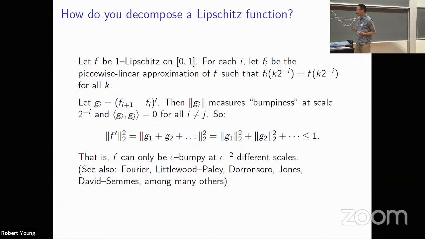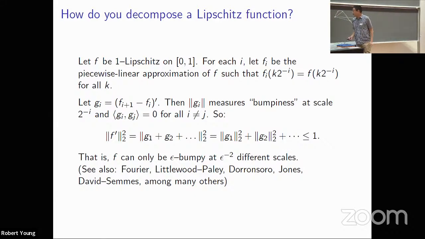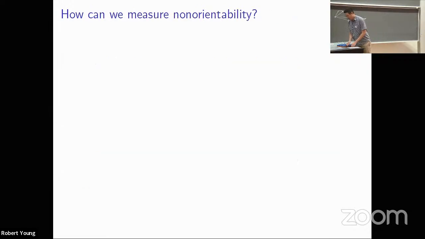So how do we bound the topological complexity of a surface, or even how do we measure the topological complexity of a surface? In general, I don't have a good answer to that, but I can tell you about one particular aspect of topological complexity, which is nonorientability. So how do we measure nonorientability? Well, what do I mean by that? What does it mean to measure nonorientability?